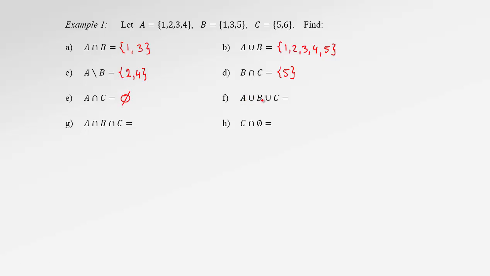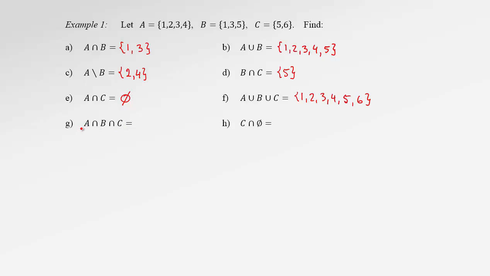Now, A union B union C. I'm sure you can finish this on your own. Try it. That will be everything that's in A, or B, or C, which means all the numbers 1, 2, 3, 4, 5 from B, and also 6 from C. All the numbers from 1 to 6.